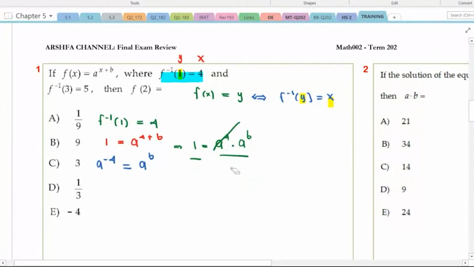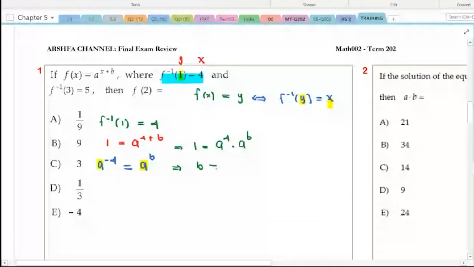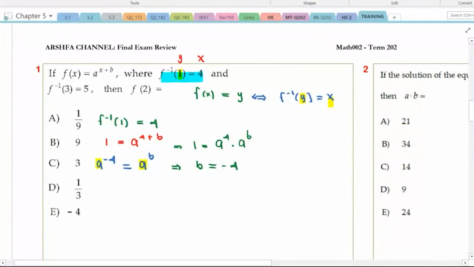Now let me clean this one. We don't need it. It's just for explanation. The bases are the same. a is equal to a. That means the power will also be the same. What does it mean? It means b is equal to minus 4. So we have the value of b, gentlemen. Is that what we are looking for only? No, we need beyond that.